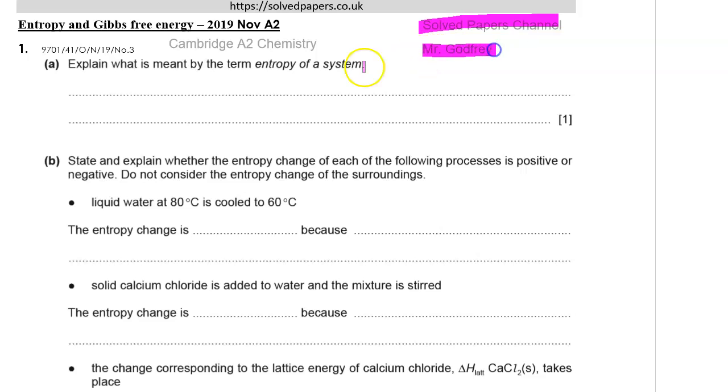I'm Godfrey. In this video, I'm solving Cambridge A2 chemistry. Our topic is entropy and Gibbs free energy. This is the October-November 2019 exam series.